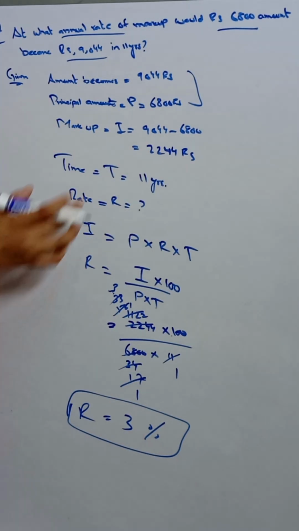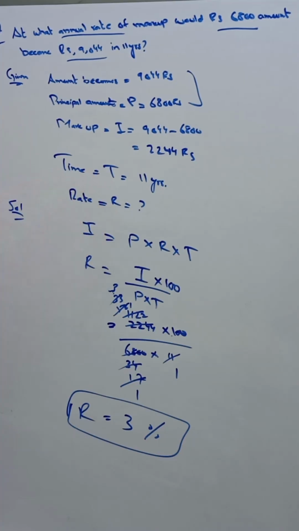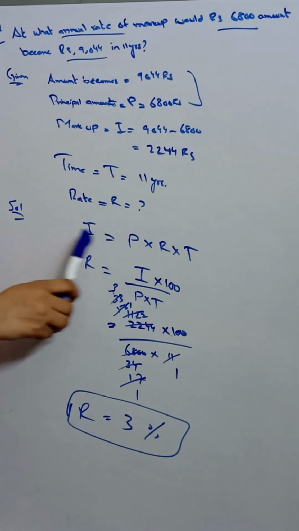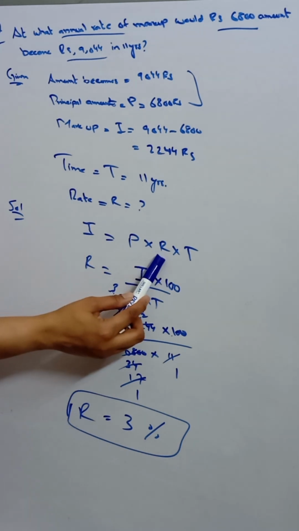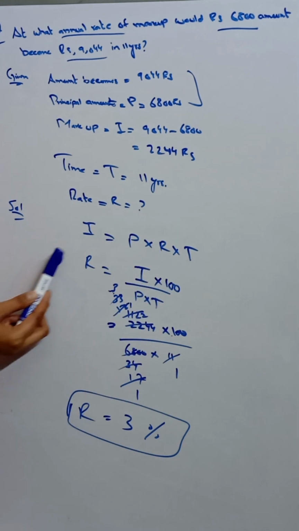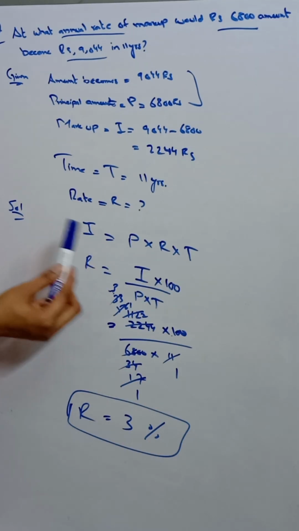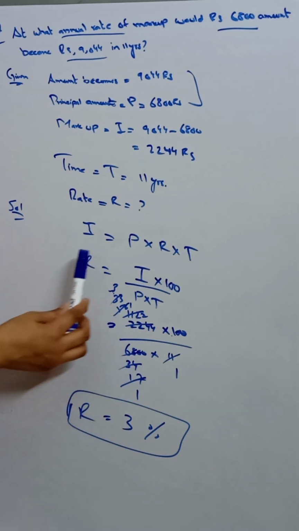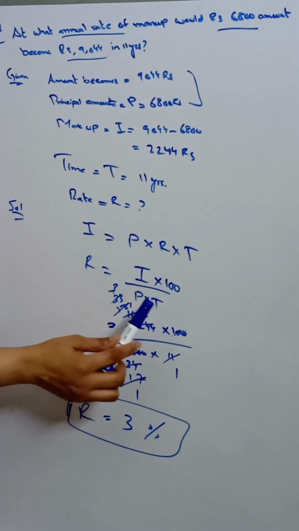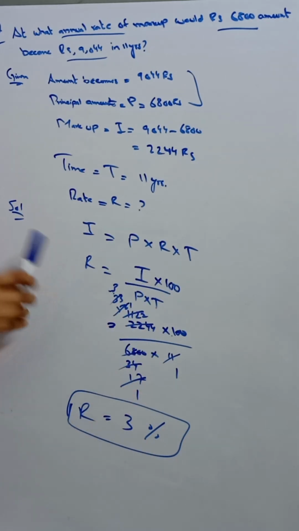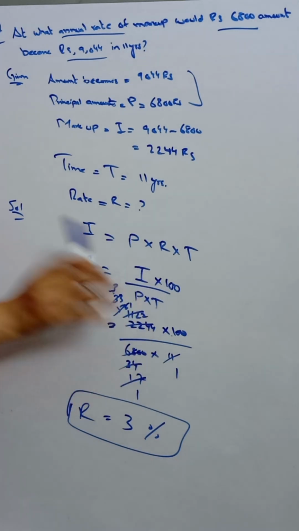Alright, now they have given you time, they have given you rate. Always remember that whenever we have to find rate, it must be measured in percentage. So what is the actual formula? I is equal to P into R into T. We have to find the rate here, so this R will be the subject, and P and T will be divided after the equal to. So the formula will become R equals I over P into T, but multiply by 100 because rate is always measured in percentage, so we must multiply with 100.